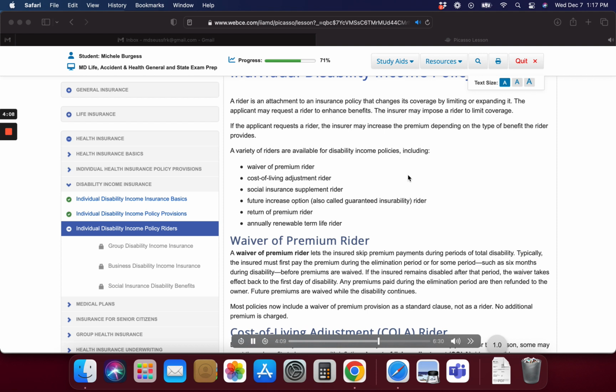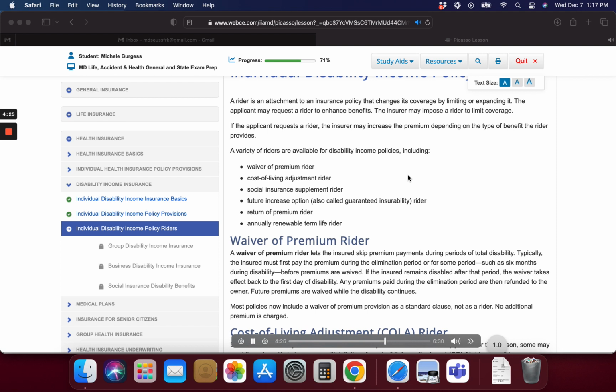Return of premium, or refund, rider. A return of premium rider lets the insured get back some of the premium paid if he or she has made no claims against the policy. Likewise, if the insured's claims are below a certain level, he or she can also get back part of the premium.